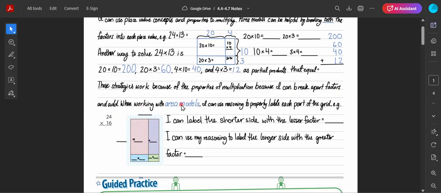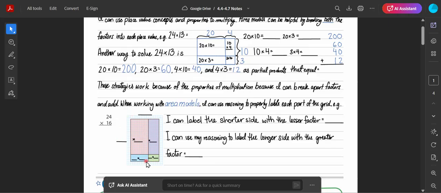When working with area models, I can use reasoning to properly label each part of the grid. For example, here we have 24 times 16. Now you'll notice that I put some blanks here. These blanks are so that you can practice trying to fill them in. Now, looking here at our area model, I'll zoom in a little bit so that we can view it a little bit easier.